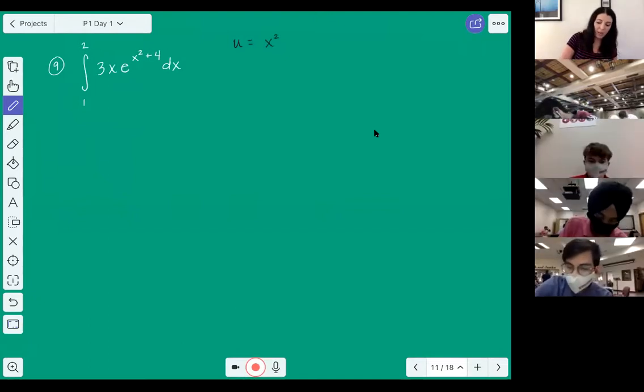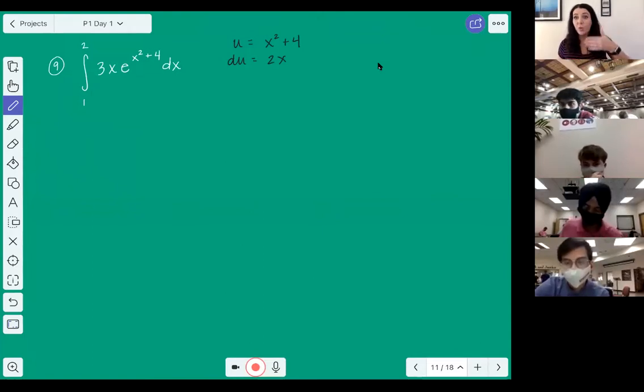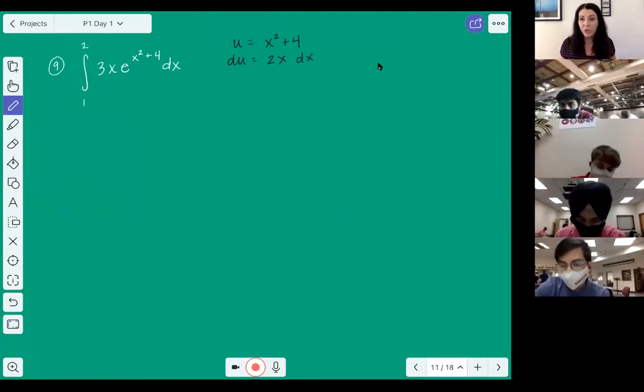What would your next line of work be if you put U equals x squared plus 4? Du, which would be 2x. You're close. You have most of it. Remember, we're writing this in differential form. Instead of writing it as du over dx, we're writing this in differential form, so it matches the form of our integral, and we get 2x dx.